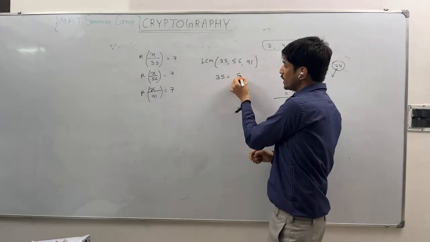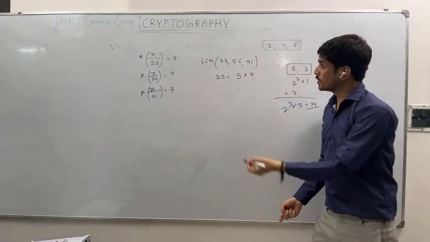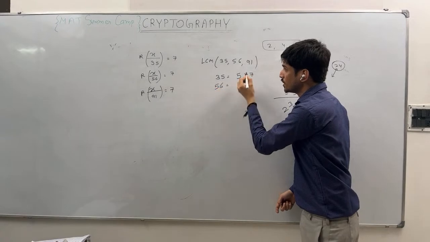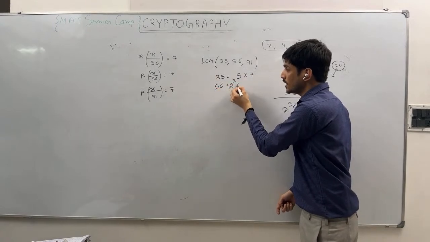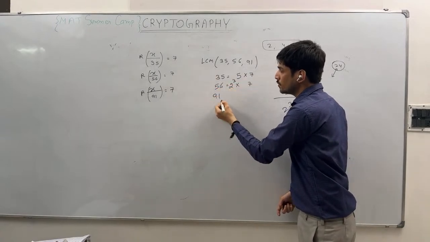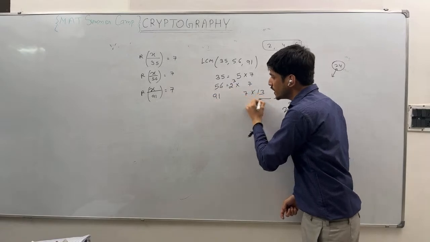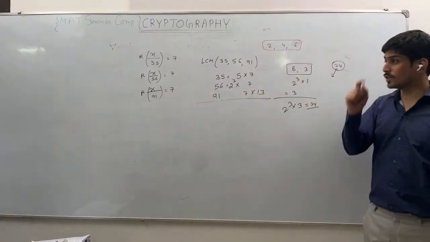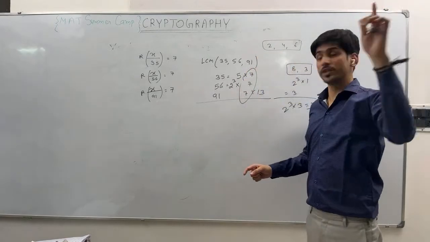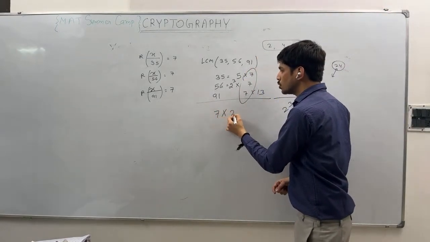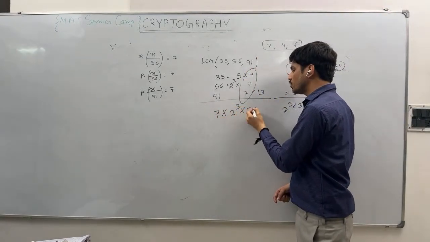So 35, what will I write? 5 into 7. 56, what will I write? I'll write 2 power 3, 8 into 7. 91, what will I write? 7 into 13. Is there any common factor between them? 7. So 7 I'll write only once. So 7 into 2 power 3 into 5 into 13.